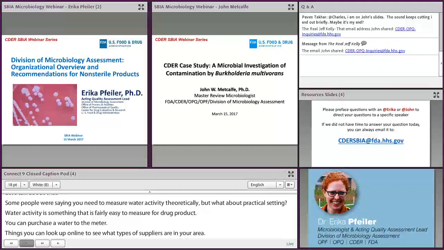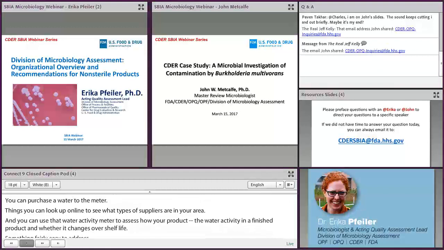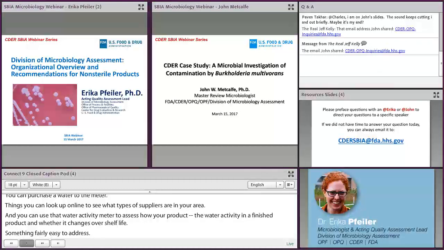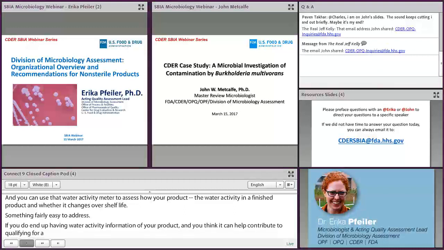So if you do end up having your water activity information about your product, and you think that can help contribute to qualifying for a reduced testing schedule, such as a skip lot type testing schedule, that's the kind of information that you're going to want to include in your application.